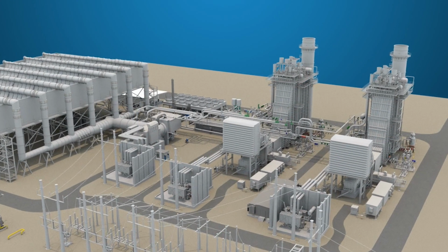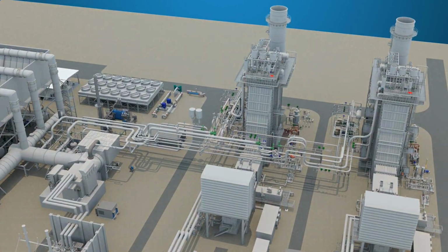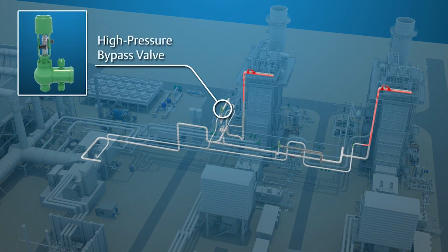The following steam turbine bypass valves are utilized in this steam system. The high-pressure steam bypass valve controls the steam pressure from the high-pressure section of the heat recovery steam generator. The bypassed steam is directed to the cold reheat header back to the heat recovery steam generator reheater section.